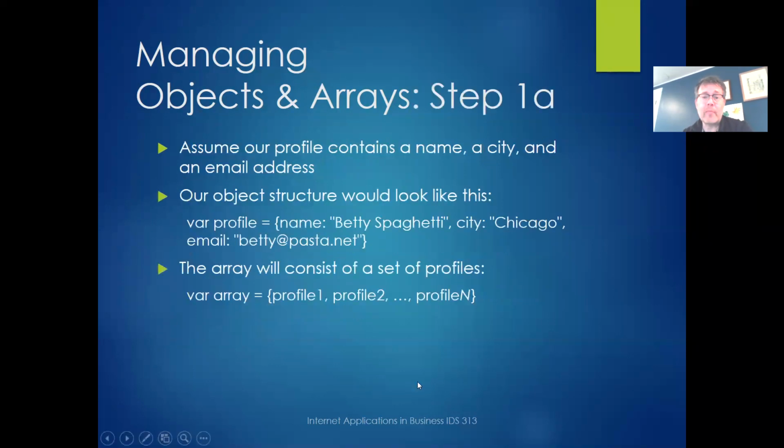All right. So let's suppose our profile is a set of a name, a city, and an email address. So the object structure would look like this, right? If we had a var profile, for example, with a name attribute, let's say this one is Betty Spaghetti, a city attribute, and we have the string Chicago, and the email betty@pasta.net. So all of these things are simply strings. They could be whatever other objects we want, but in this case, we just want to display the data. And then our array is going to be a set of profiles. So however many profiles you have, n profiles, you could create the array of those, okay?